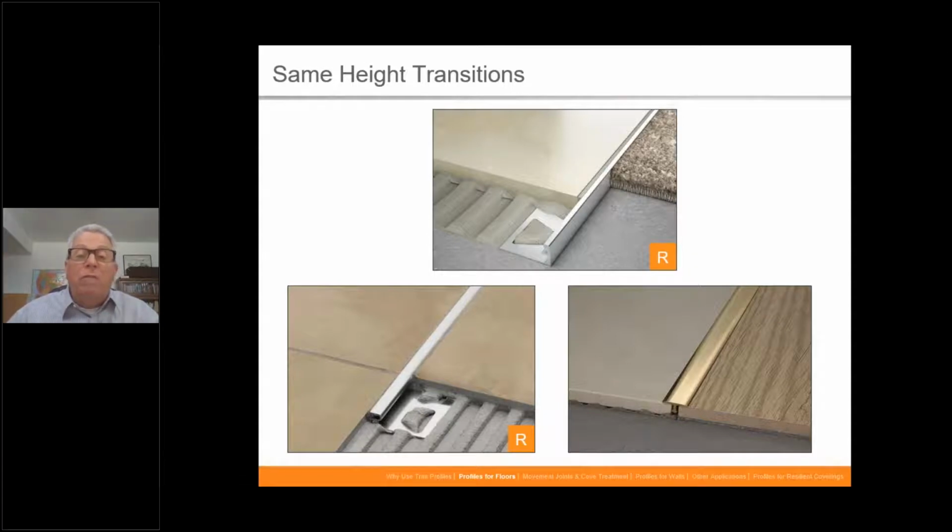You can see that from the ones here on the screen, a couple of them have an R in the corner. That means that they can actually be bent into a radius. So keep in mind that many of these profiles can be radiused, some others can't. So let's take a look at the ones that we have here on the screen.